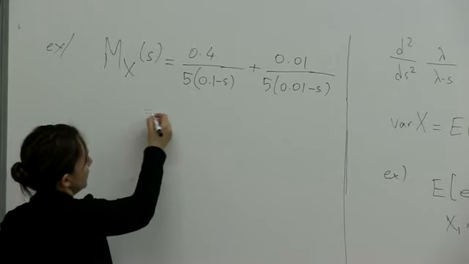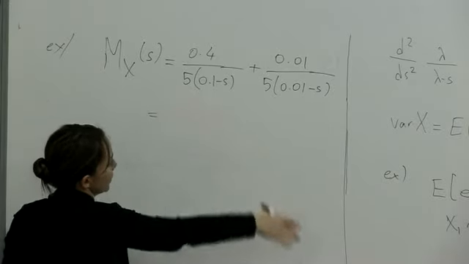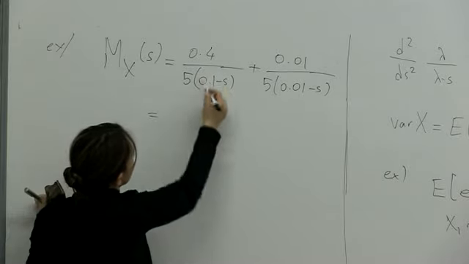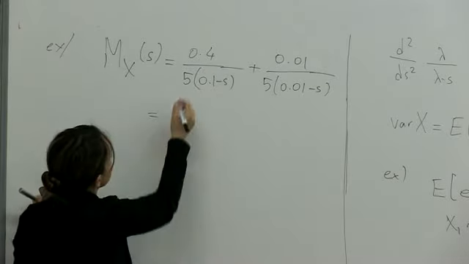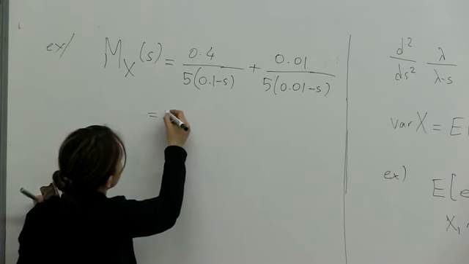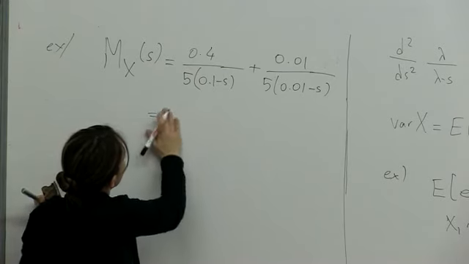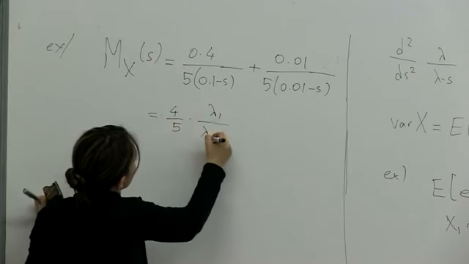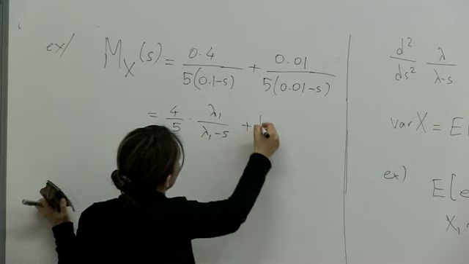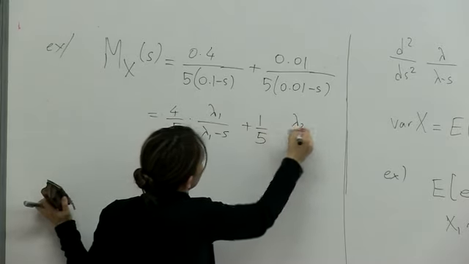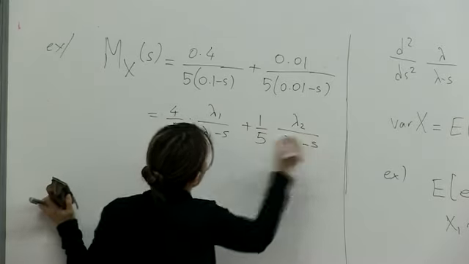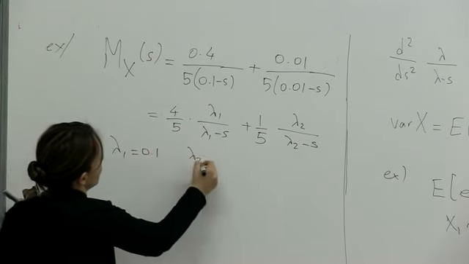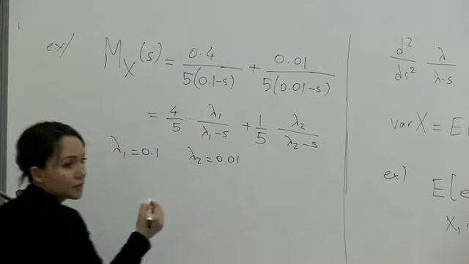Why? Because I'll go from reading this to that expression. How do I do that? I need lambda over lambda minus s here. So this is 4 over 5 times lambda 1 over lambda 1 minus s plus 1 over 5 times lambda 2 over lambda 2 minus s, where lambda 1 is 0.1, lambda 2 is 0.01.